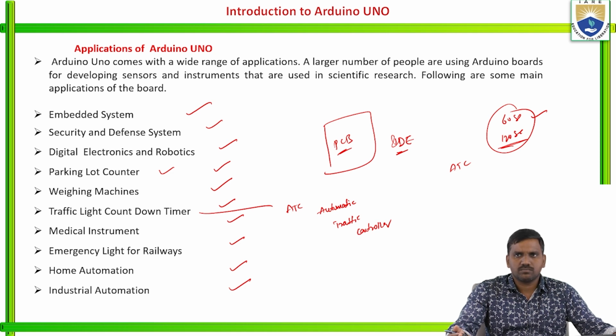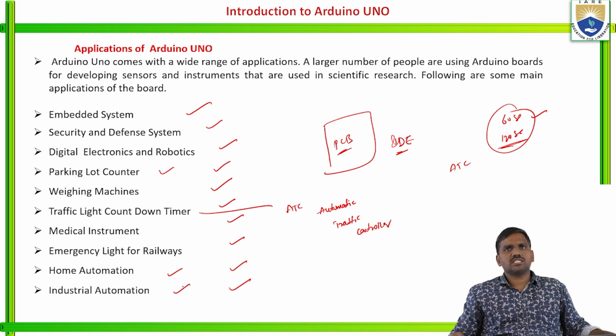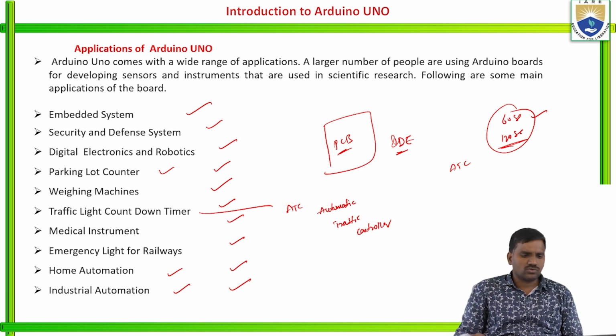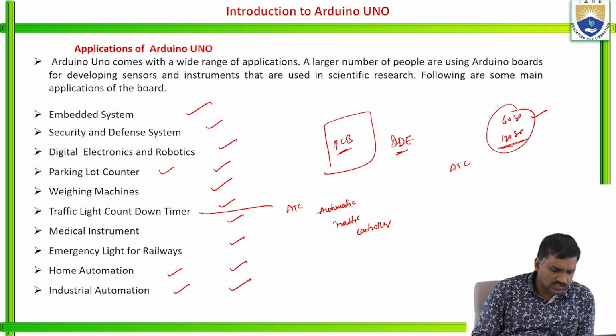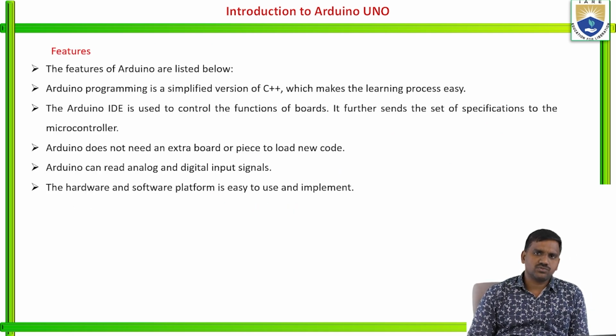Most of the rail trains run daily, day and night, so in the lights also they are used. Home automation, to develop home automation, and industrial automation also we are using. So these are some real-time applications of Arduino Uno, 1, 2, 3, 4, 5, 6, 7, 8, 9, 10 domains. Next, the features. What are the features of Arduino Uno?